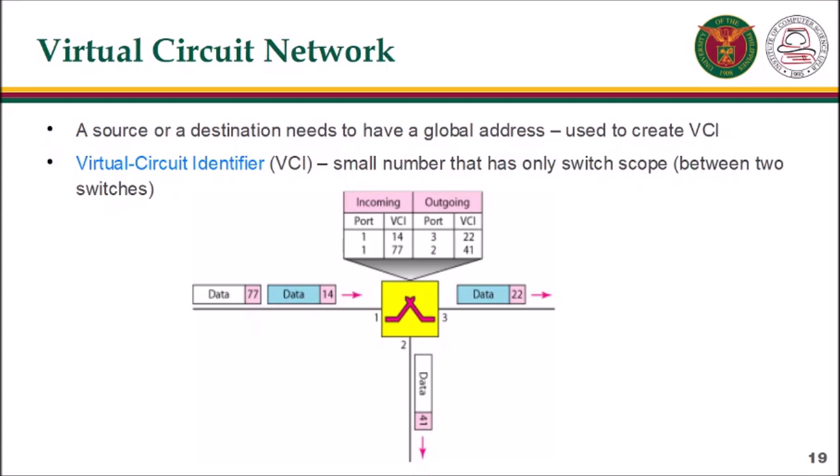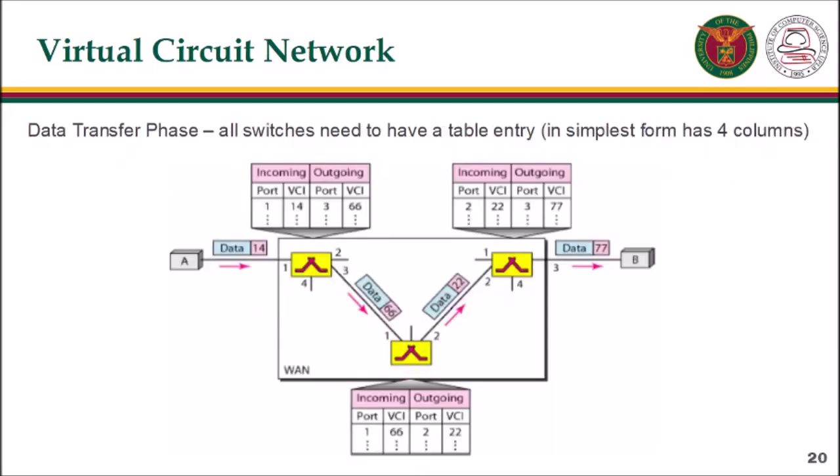It is a small number that has only switch scope. It is used by a frame between two switches. When a frame arrives at a switch, it has a VCI. When it leaves, it has a different VCI. To transfer a frame from a source to its destination, all switches need to have a table entry for this virtual circuit. The table, in its simplest form, has 4 columns. This means that the switch holds 4 pieces of information for each virtual circuit that is already set up.